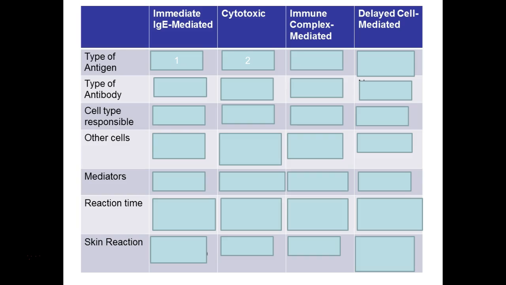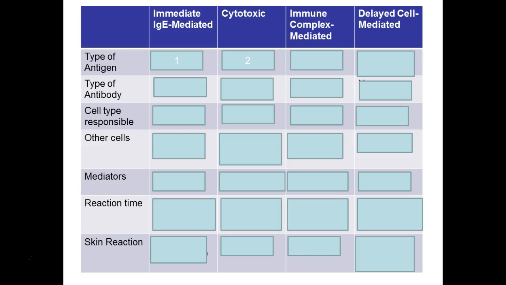For type 1, the full name would be immediate IgE mediated. This title gives us a lot of information. Immediate means this reaction happens fast. Who's the main offender for this hypersensitivity? It's a particular class of antibody, IgE. That tells you a lot just in its name.